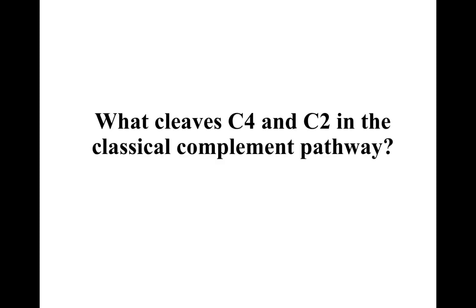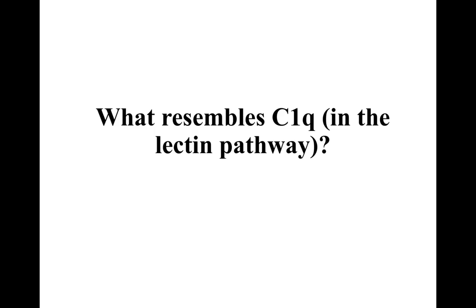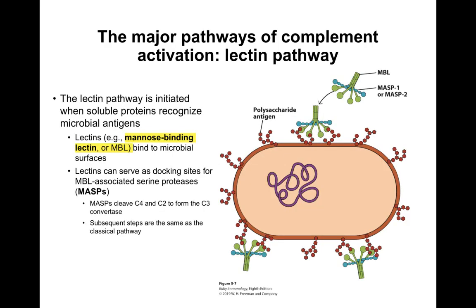So what cleaves C4 and C2 in the classical complement pathway? It is the C1s that cleaves C4 and C2. What resembles C1q in the lectin pathway? That's the mannose binding lectin, which resembles the C1q.